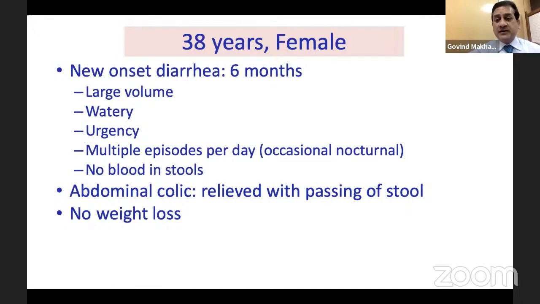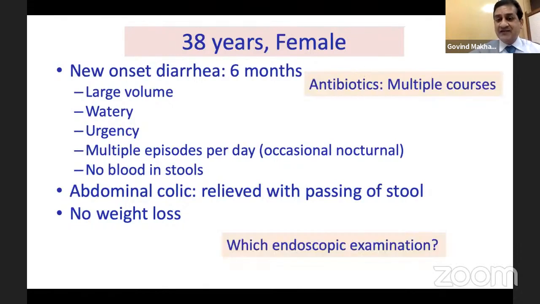diarrhea, which we thought was typical of secretory diarrhea: large volume, watery, urgency, multiple episodes. So this is typical secretory diarrhea, and no form of endoscopy is going to help in this patient. If you only do endoscopy, you find everything is normal. But here you have to do a different strategy and look at different tests.